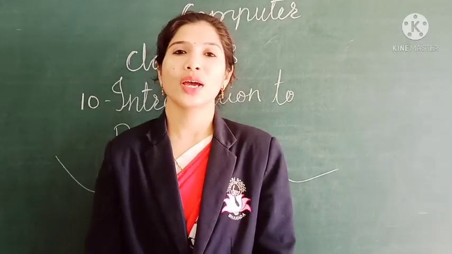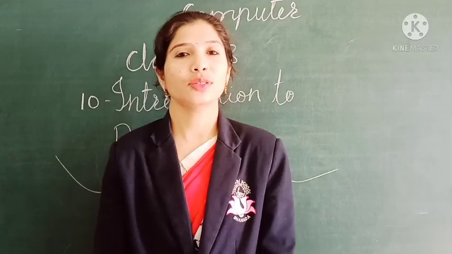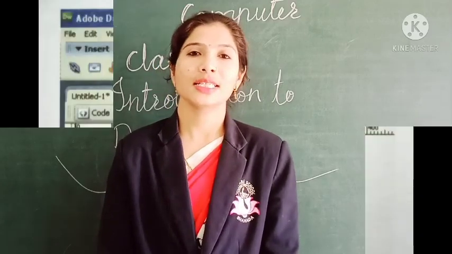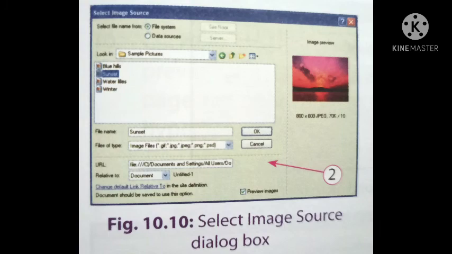Now we are going to see editing pictures in a Dreamweaver document. Let's see. First, click on the arrow next to the Images button, the down arrow, and select Image from the menu. Then the Select Image Source dialog box will appear. Select the image from the image file and click OK.